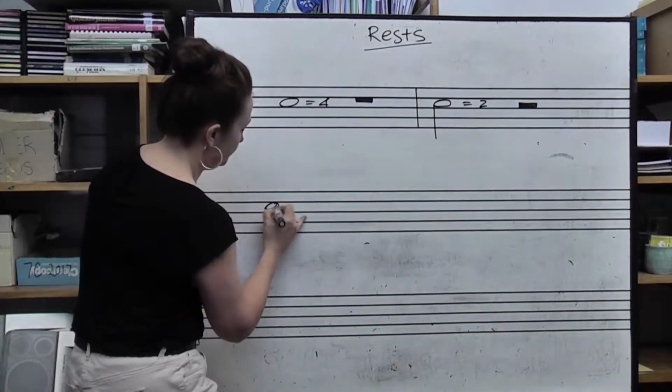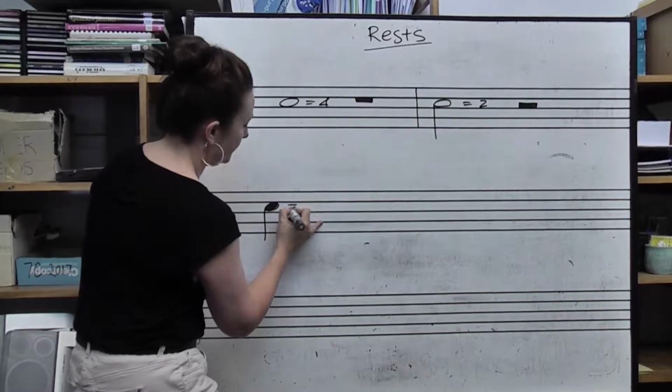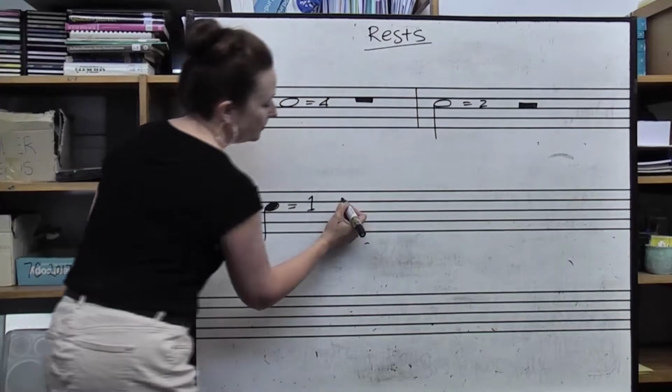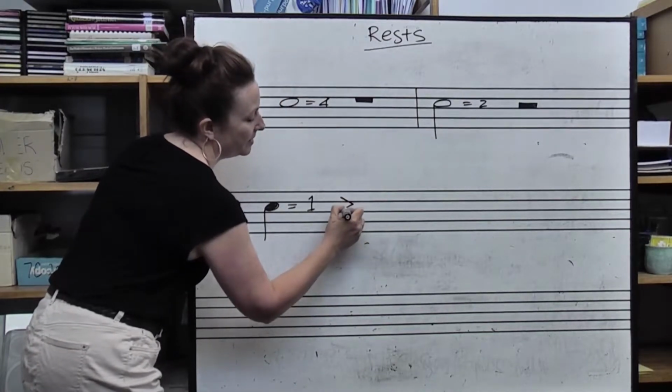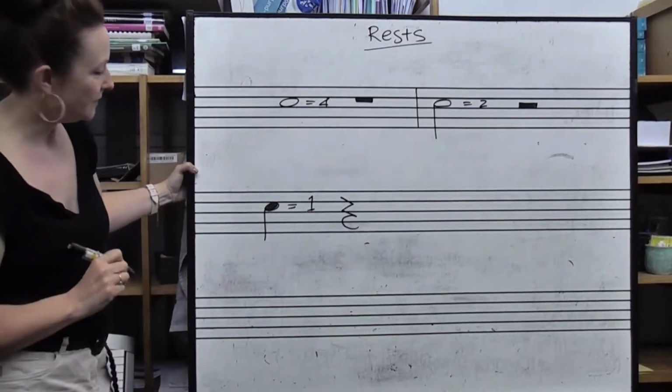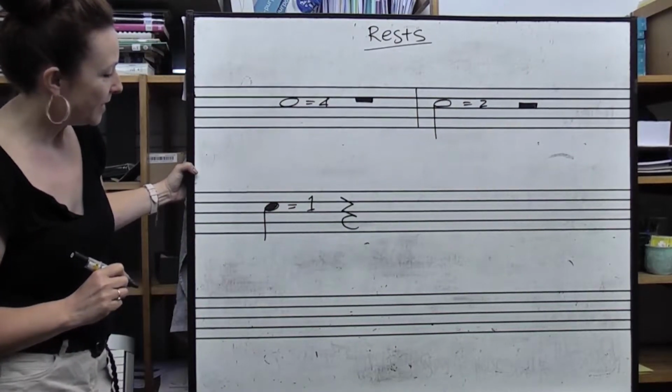Crotchet, we know is worth 1. And in rest form, you go a bit to your right, a bit to your left, a bit to your right, and then a little curvy thing like that. It's one of those things you're going to have to practice. And that's a 1-beat rest.